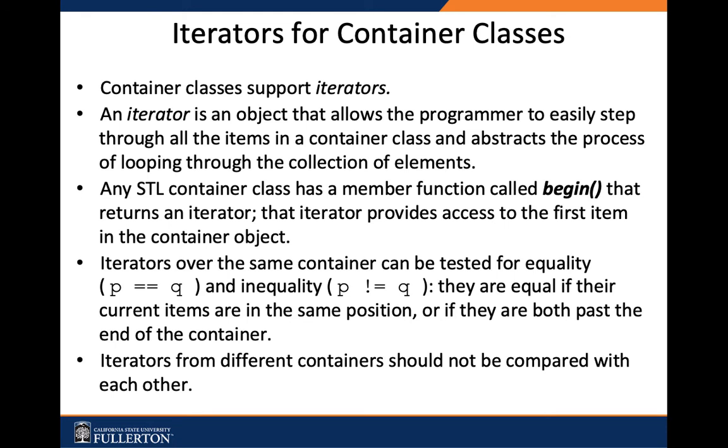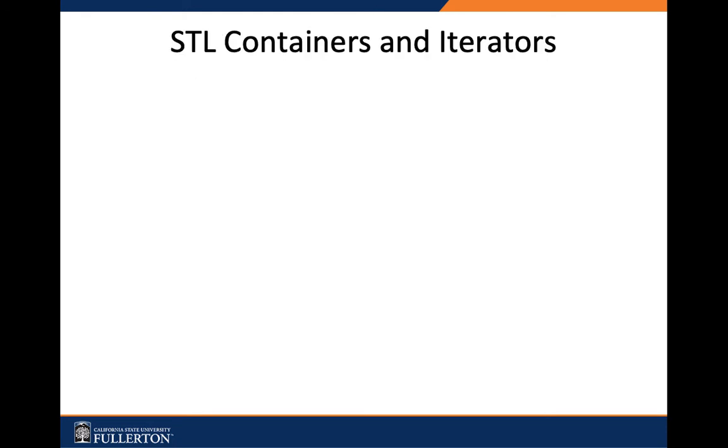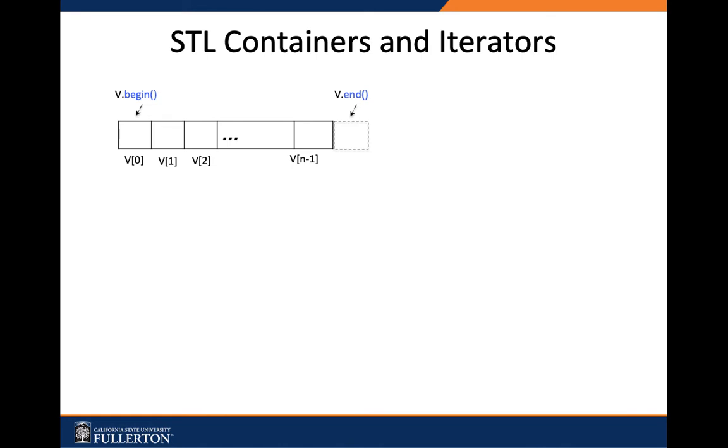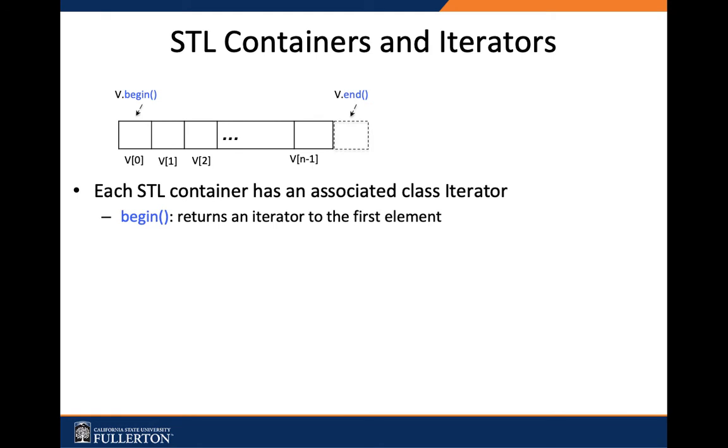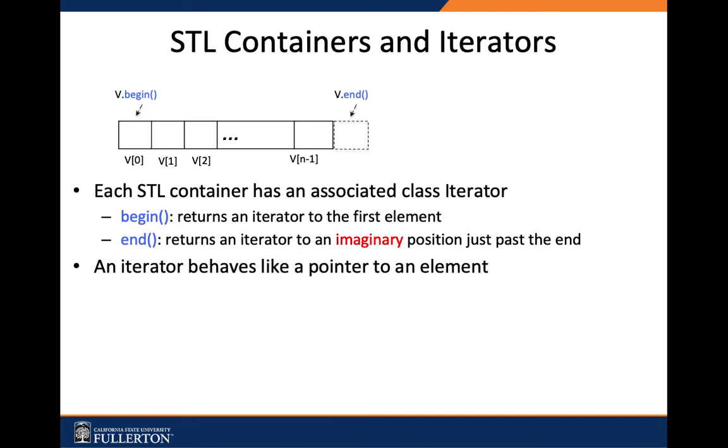Iterators from different containers should not be compared with each other. Again, undefined behavior. Let's say that we have an object v. v.begin returns an iterator to the first element, and v.end returns a position after the last element in the container. Each STL container has an associated class iterator. The function begin will return an iterator to the first element. The function end will return an iterator to an imaginary position just past the last element. An iterator will behave like a pointer to an element in the container.